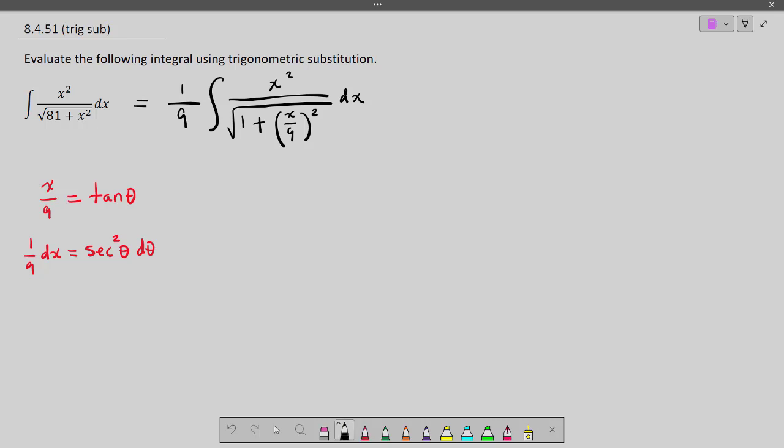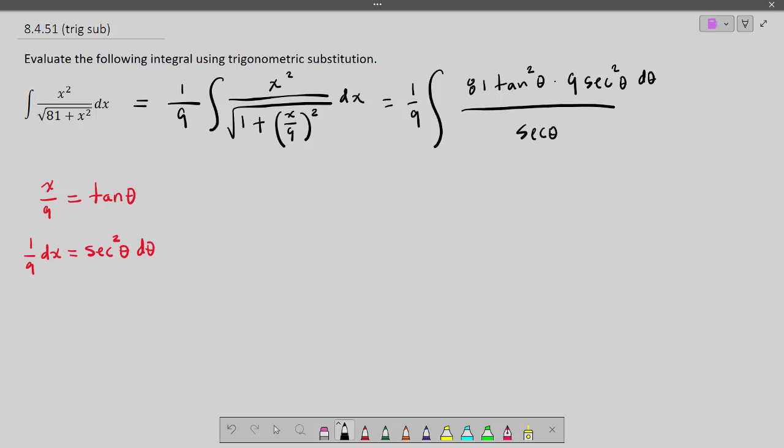So here's what our conversion will look like once we convert over to thetas. We are going to have 81 tan squared, dx is going to be 9 secant squared, and in the denominator, we have 1 plus tan squared, which is secant squared. Square root of secant squared is secant. So that's what we would get after we substitute.